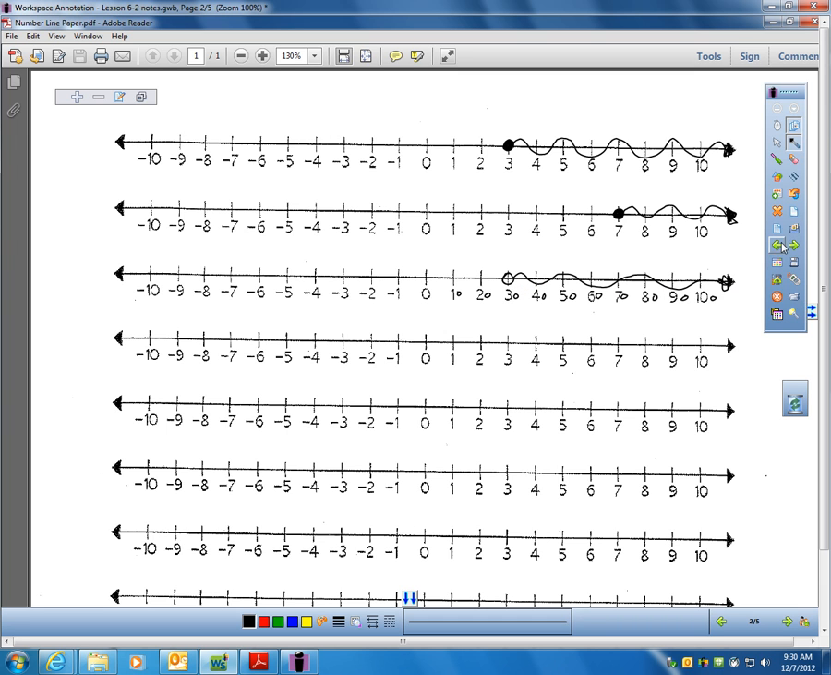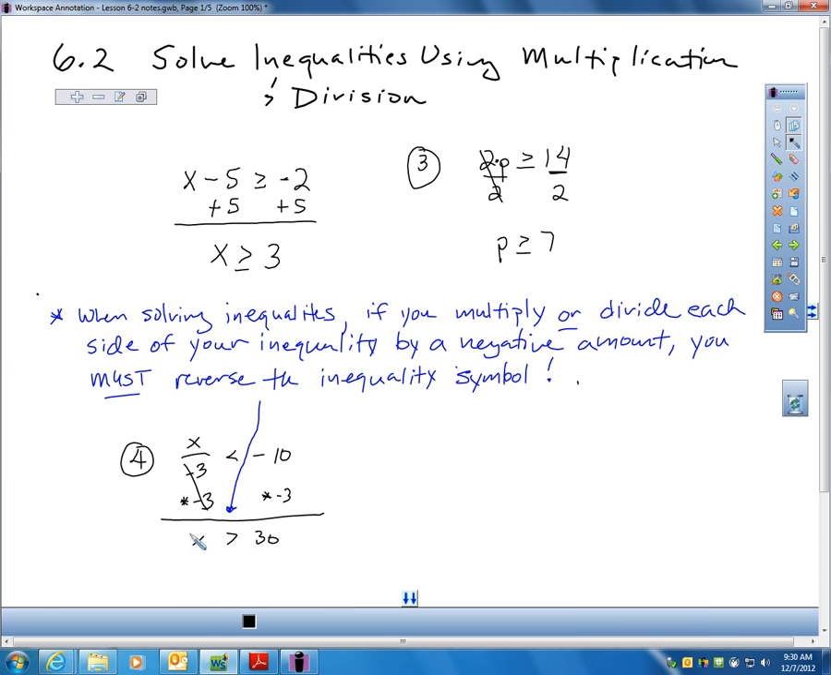Actually, I can check this. It'd be probably smart to check, because some of you might be like, well, why would I reverse the symbol? Let's think. Let's pick a value that's greater than 30, like I'll pick 40. And you can take your calculator. If you plug in a 40 here and you do 40 divided by negative 3 to check, 40 divided by negative 3 is like negative 13 point something.